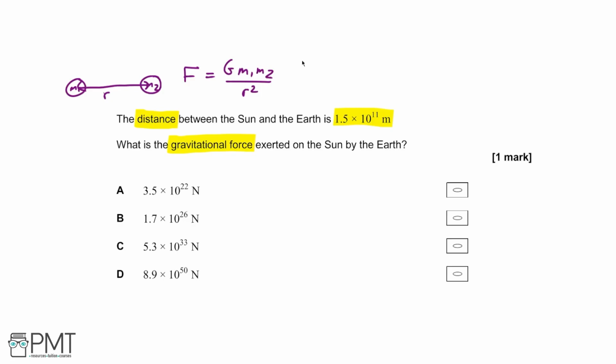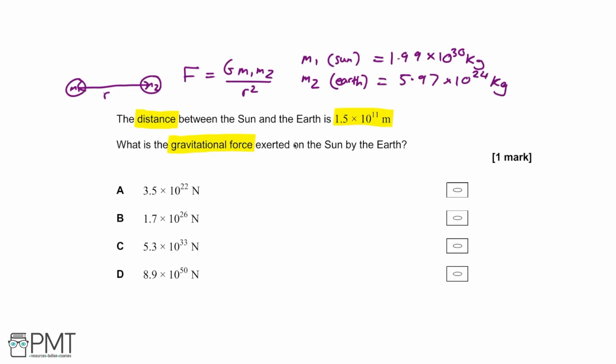In this case, it may look like we're a bit stuck since we haven't been given the masses of the Earth or of the Sun. Luckily, m1 and m2, where m1 I'm just going to choose to be the Sun and m2 I'm going to choose to be the Earth, are given on the datasheet. So we can take these values from the datasheet and use them in our calculation. The mass of the Sun is about 1.99 times 10 to the 30 kilograms, and the mass of the Earth is about 5.97 times 10 to the 24 kilograms.